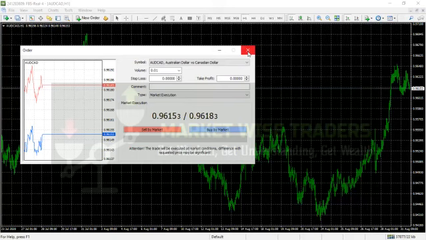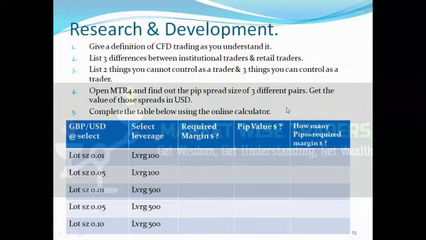So just get the spreads of 3 different pairs and find out the value. Then I want you to complete this table using the online calculator. Go to GU, select that lot size, select that leverage. Then find out what it shows you: the margin they want, and the pip value. Then I want you to say how many pips equals the required margin. Then you remember that 40% of this required margin is basically your stop loss.